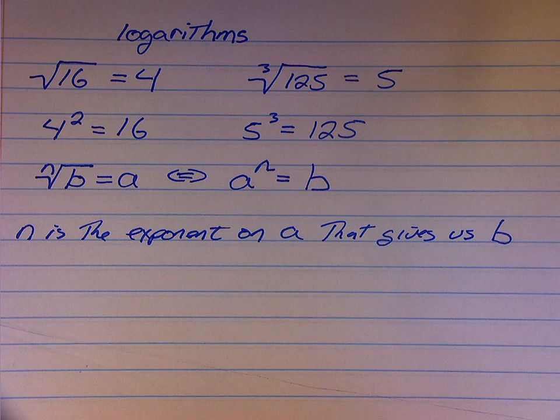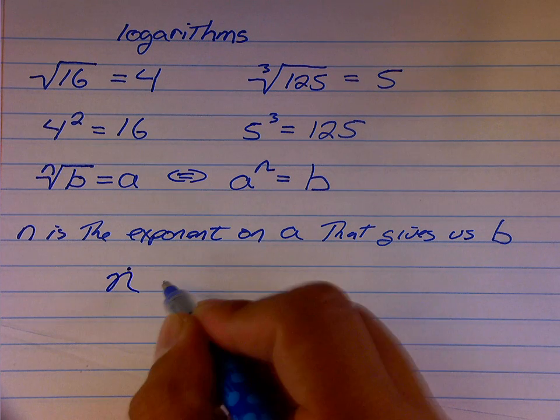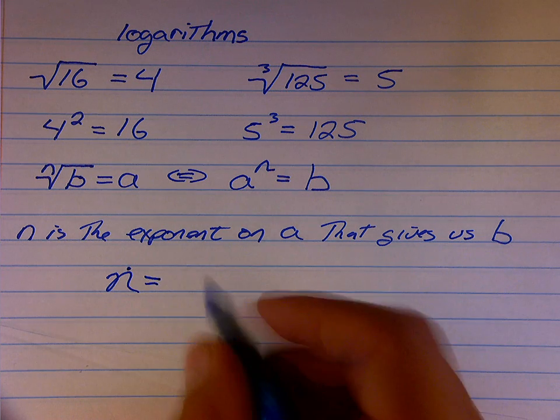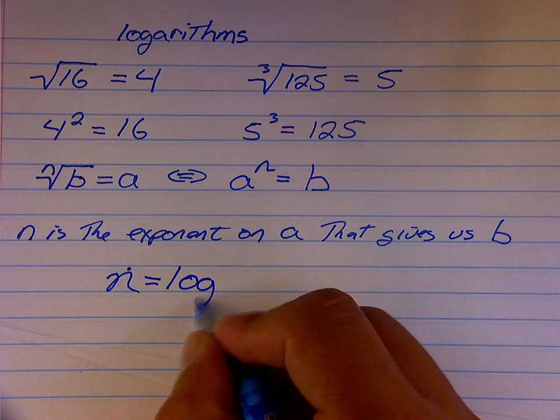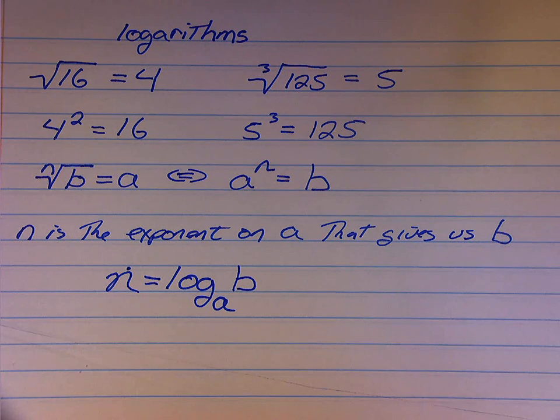Now I need symbols in math that say the same thing. n is the exponent I put on a to get the value b. That is a logarithm. It takes that one sentence that has 3 pieces in it and now allows me to focus on that third piece.